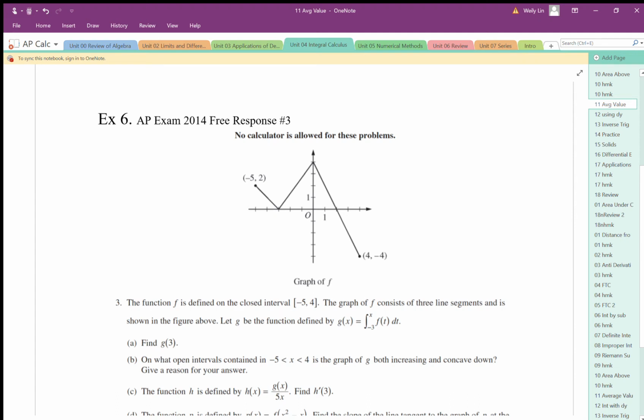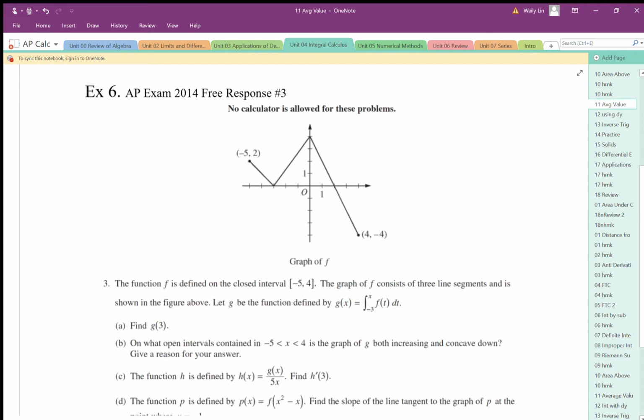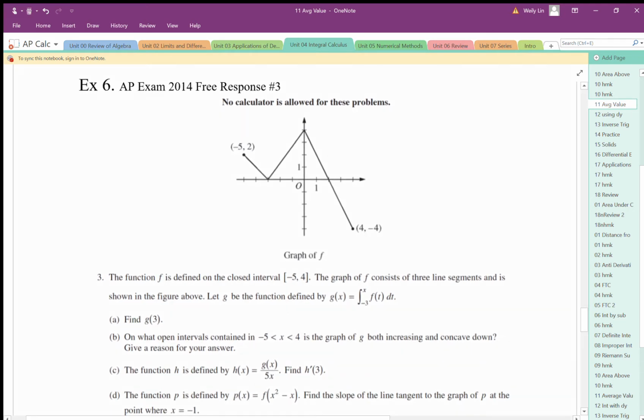Okay, so this next problem is an AP exam problem again. This is a non-calculator problem, unlike the previous one. They've given you a graph of f, and they defined a g function as the area under the curve starting at -3 to some point x, which is represented by the x variable there. So again, notice that the variables are different there.